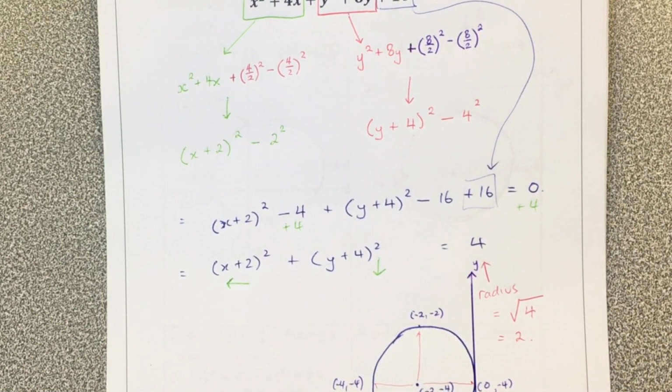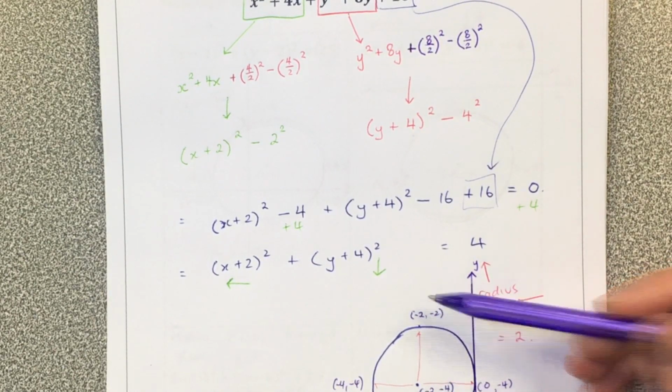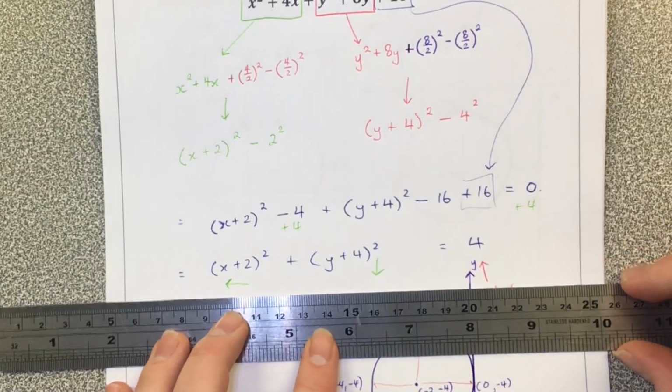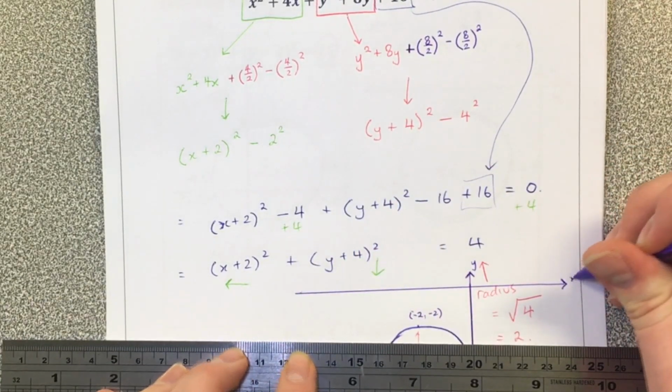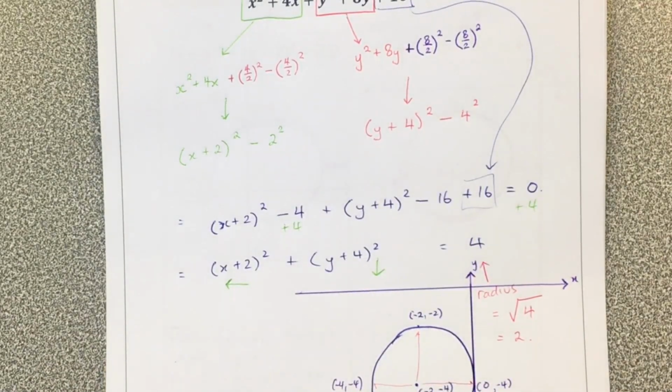And at what part of the circle would the x-axis be? Just 2 above the top. 2 above the top, yep. And there we go.